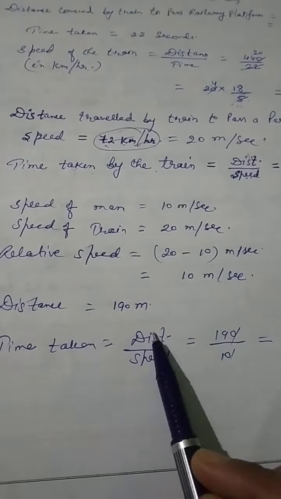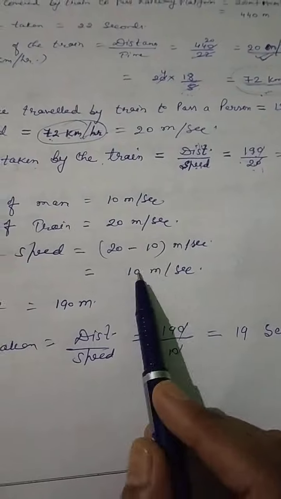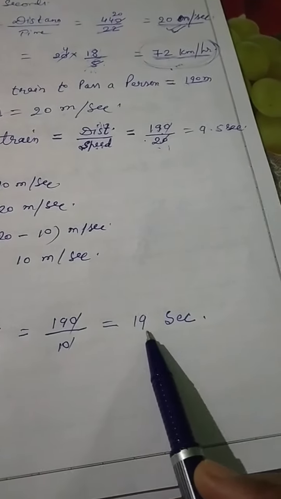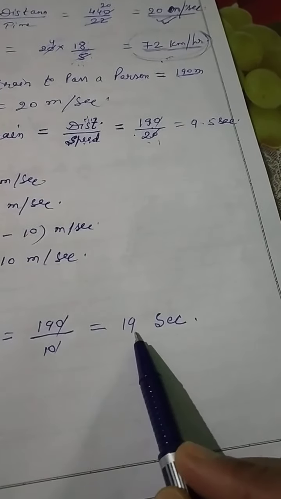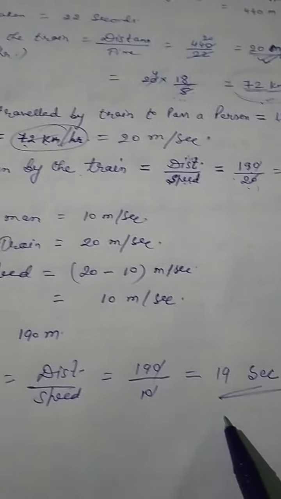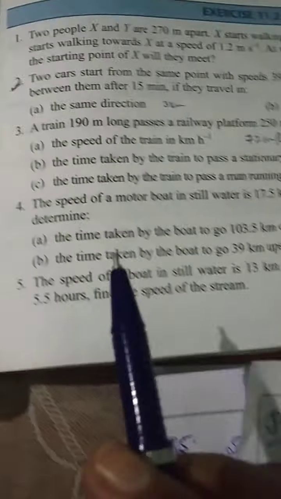Time taken is equal to distance by speed, that is 190 by 10. If you cancel out, we will get 19 seconds as the answer. Got it? Now next, question number 4.